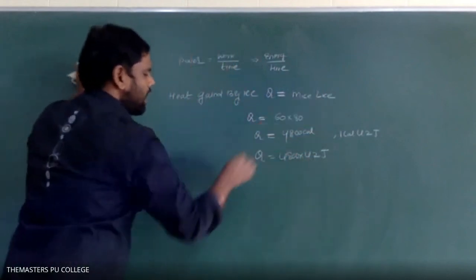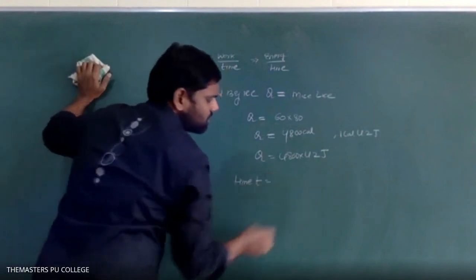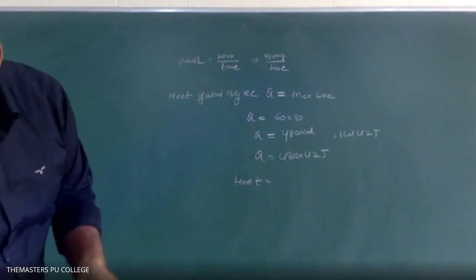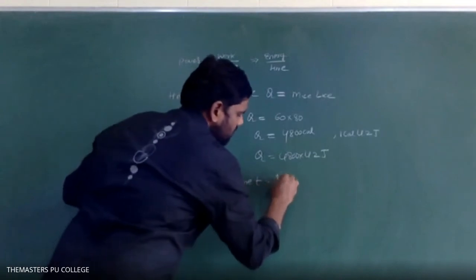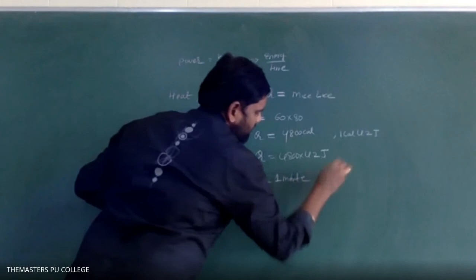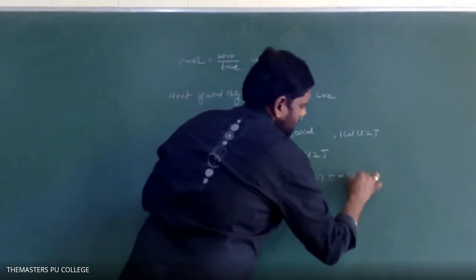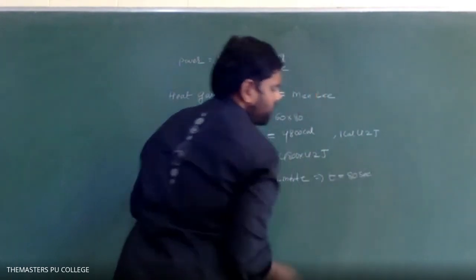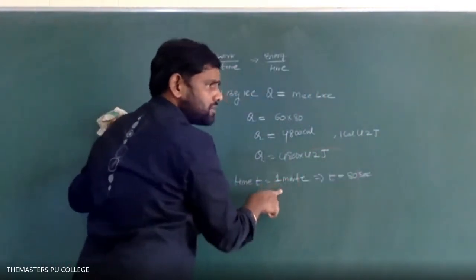This all happened in what time? In a time of t equals 1 minute. 1 minute means how many seconds? That is t equals 60 seconds. Why should I convert t into 60 seconds? Why can't it be 1 minute?